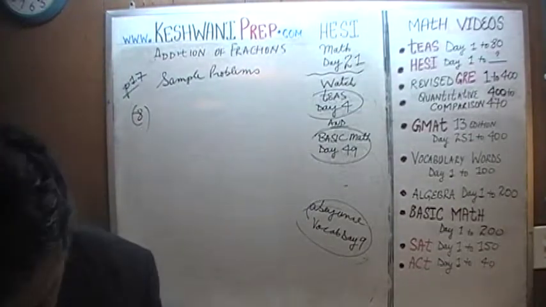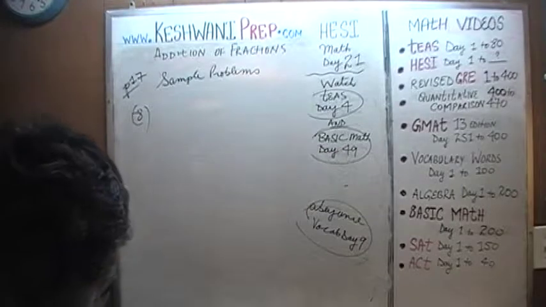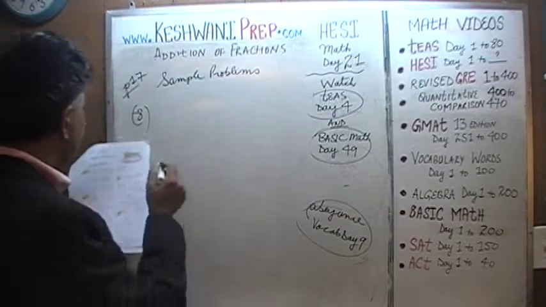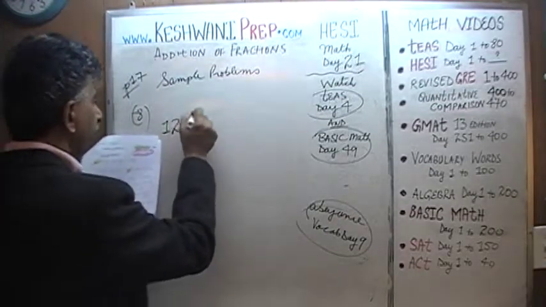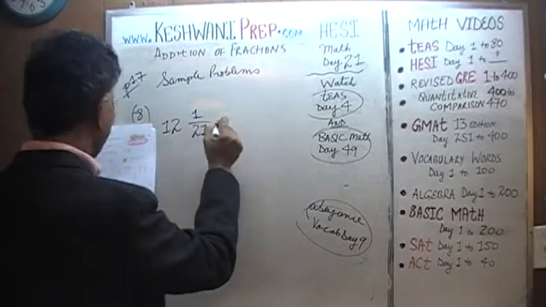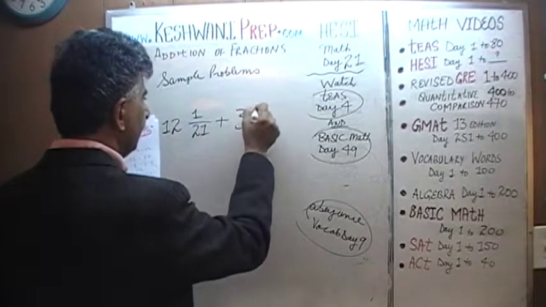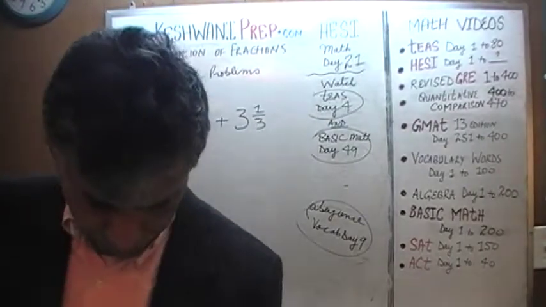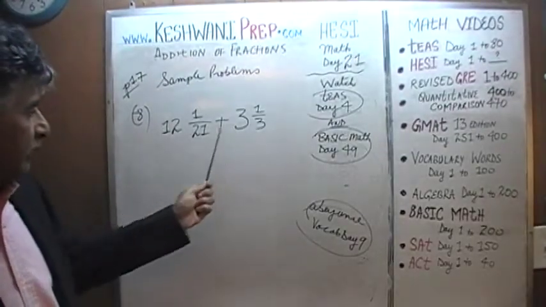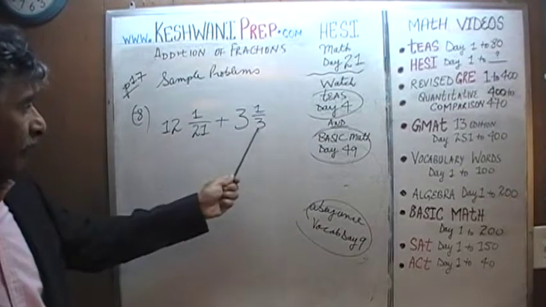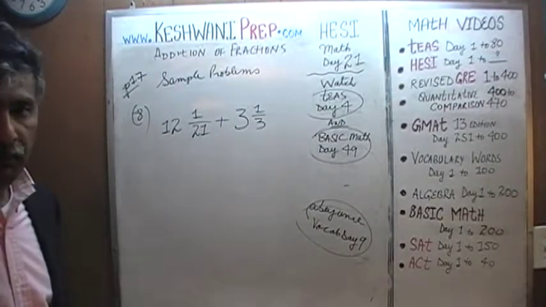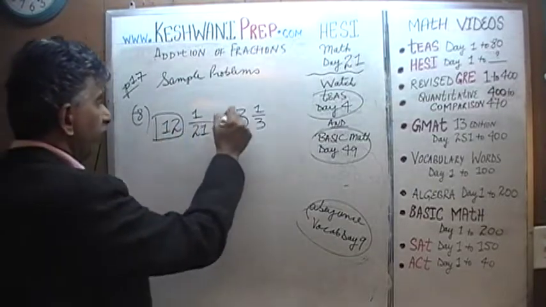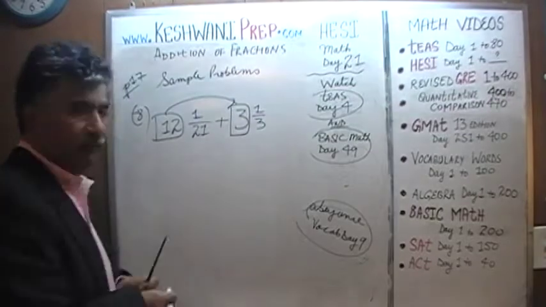Number 8 says 12 and 1/21 plus 3 and 1/3. Here we have a denominator of 3, here we have a denominator of 21. If we can convert this into 21 in a hurry, we'll be all set, because then we'll have the common denominator. Adding the 12 and the 3 is no big deal, that's just 15.